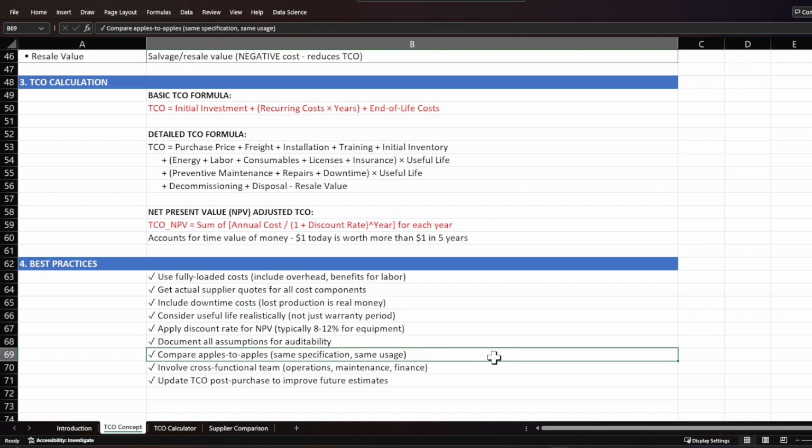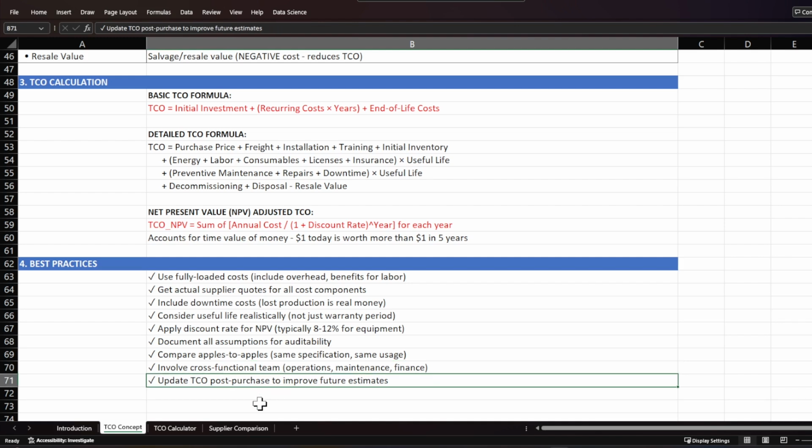And compare apples to apples, same specification, same range. When you compare different vendors, use the same specification, not different specifications, else your analysis will be wrong. And you need to involve various teams to get realistic data, be it operations, maintenance, and the finance team. And you have to update the TCO post-purchase to improve further estimates.